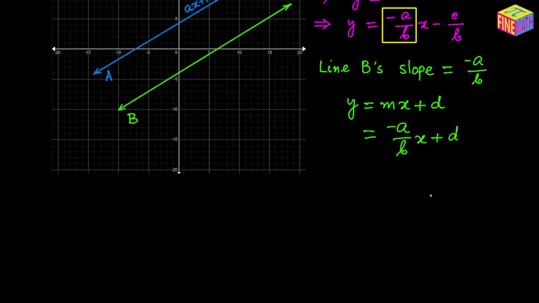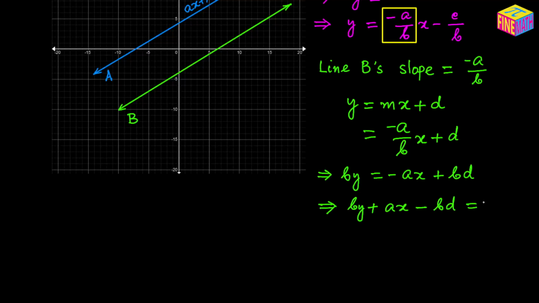And if we multiply both sides by b, then what do we get? Well, from here we can say b times y, we are multiplying both sides of the equation by b, that would be equal to negative a times x plus b times d. And from here, if we bring everything to the left hand side, then we get b times y plus a times x minus b times d is equal to 0. And if we reorganize a little bit, we can say a times x plus b times y minus b times d is equal to 0.